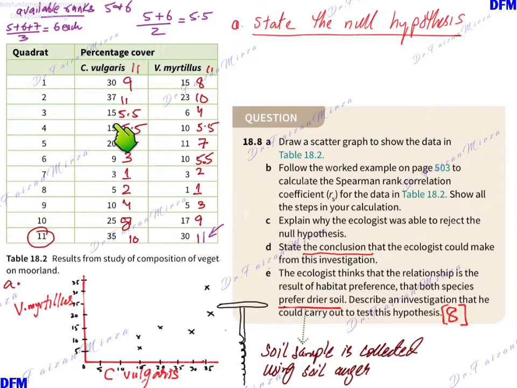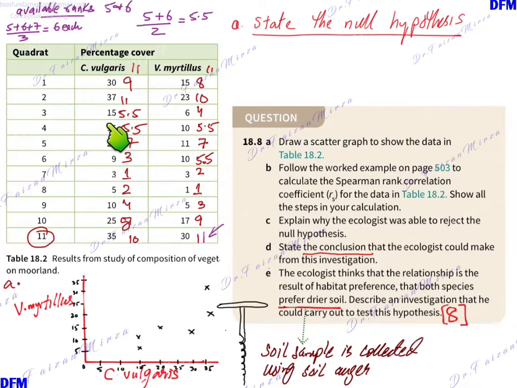But when I come to 15, I have two 15s here. So both these 15s have used up ranks 1, 2, 3 and 4. Both these 15s have the same rank. So one of them is 5th and one of them is 6th. I don't know which one is occupying which rank. So what I'll do, I'll use 5 plus 6 divided by 2, and my answer is 5.5. So I give 5.5 rank to both.